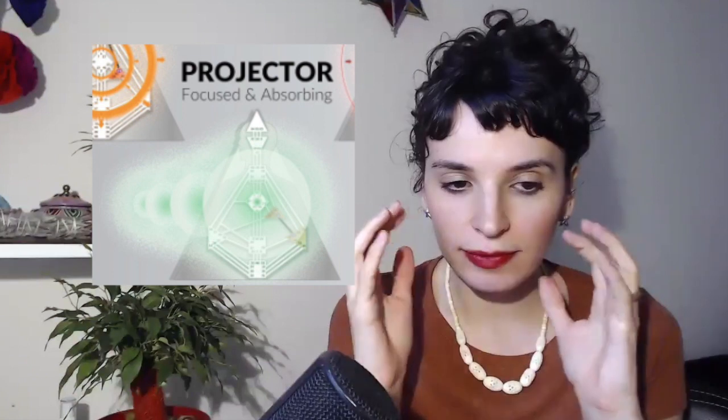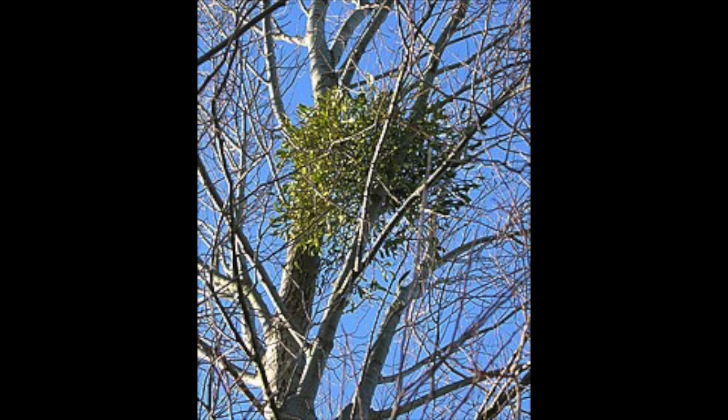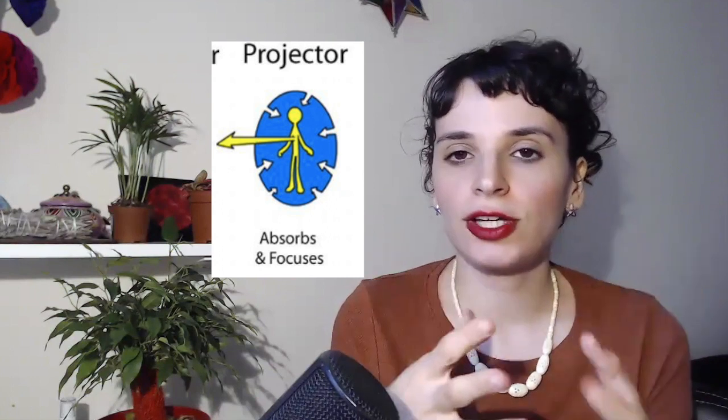Okay, now let's move on to the next aura type. We have the projector aura. And the projector aura is like a tunnel. It's very focused, narrowing its focus. It's clinging its focus to whatever topic, to whatever object, to whatever person they are interested in. So the projector aura, I would consider, is like a mistletoe, because mistletoe clings to the tree. It's very focused on the tree. The projector has the capacity to do very well one-on-one with people, with teaching them, with guiding them.